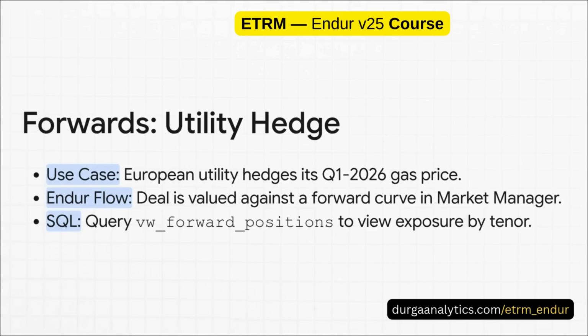Okay, let's say you're a European utility, and you want to lock in your gas price for the first quarter of 2026. So you enter into a TTF forward contract. Once that deal is booked in Endor, the system values it against the forward curve and tracks it all the way to settlement. Now imagine your boss comes over and asks for a quick snapshot of your forward exposure. No problem. With this simple SQL query, you can instantly see a breakdown of your exposure by time period, so you can make informed decisions on the fly.